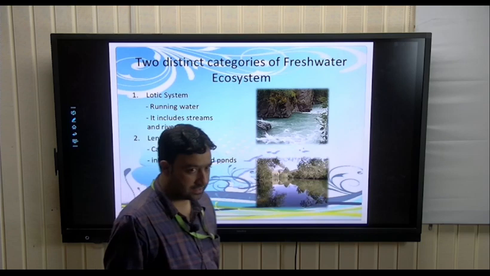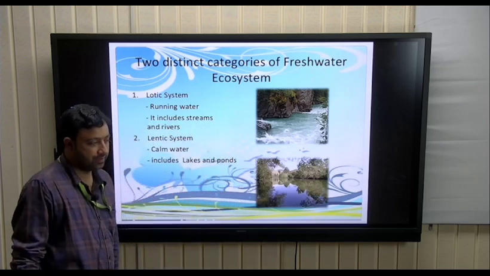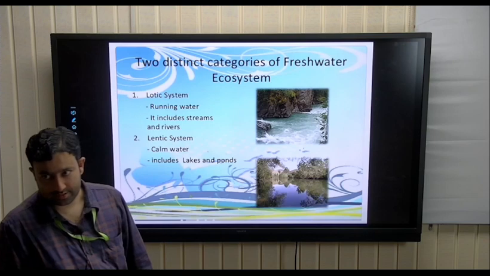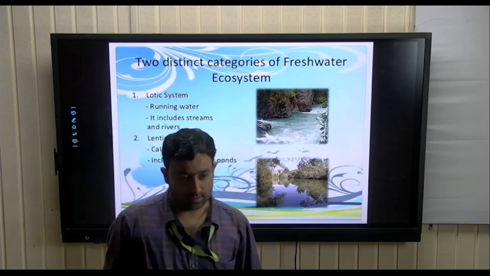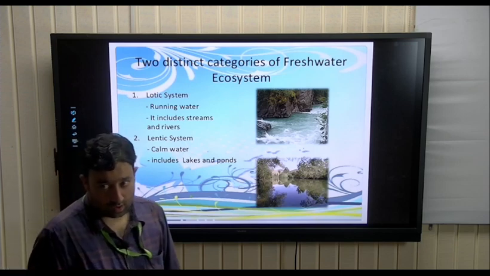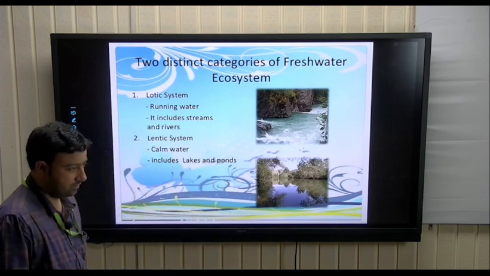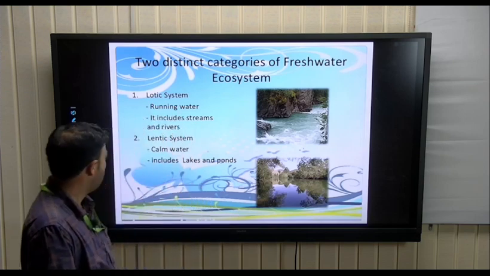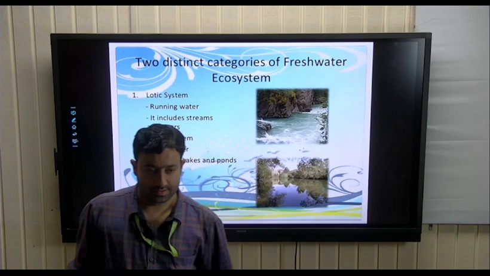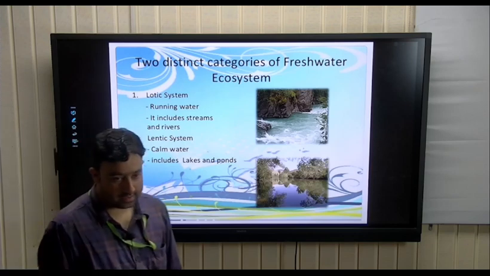There are two major distinct categories of freshwater ecosystem. A freshwater ecosystem is one in which the water bodies have a low concentration of salts, less than 1%. The organisms living in fresh water are only those which need less than 1% salts. Number one, lotic system. Lotic system means running water. It includes streams and rivers. Lentic system means standing water or calm water. It includes lakes and ponds.